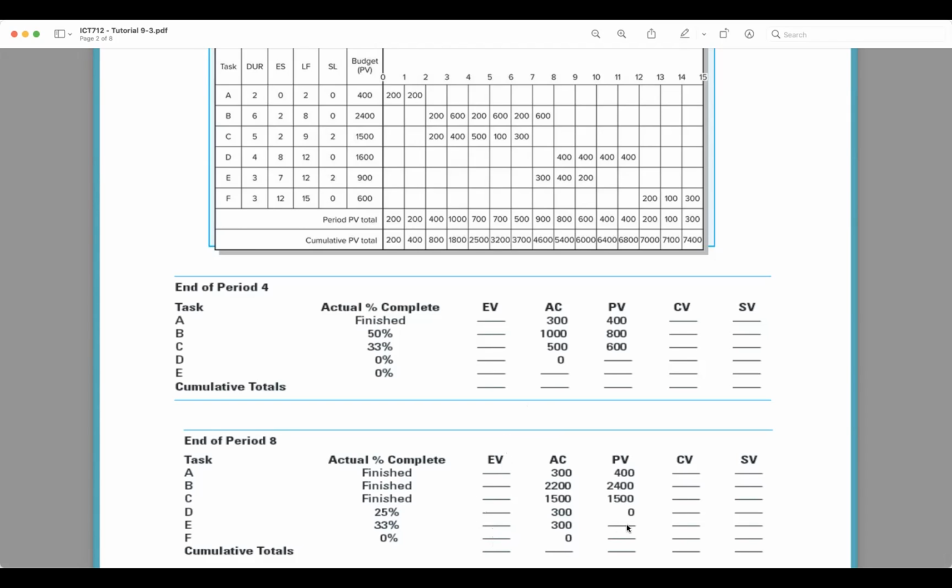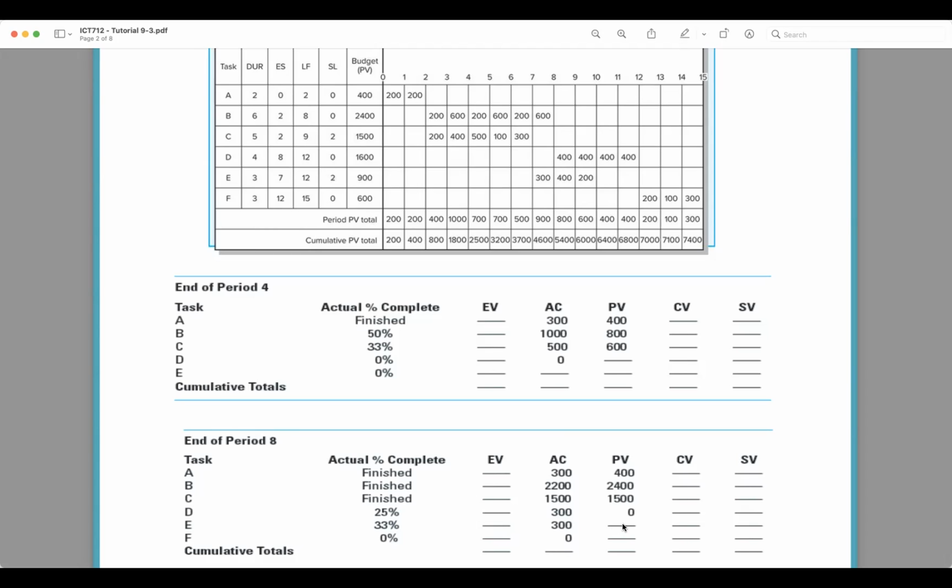Okay. Now this is not given to me. How much was I planned? Look, I'm looking at period 8. How much was I planned to be able to work for activity E? The planned for activity E, for period 8. 300.